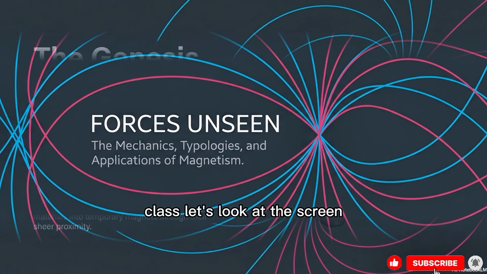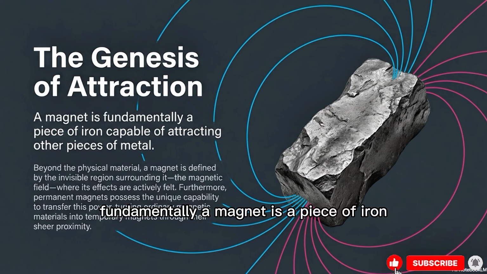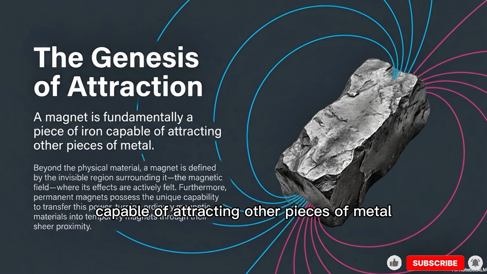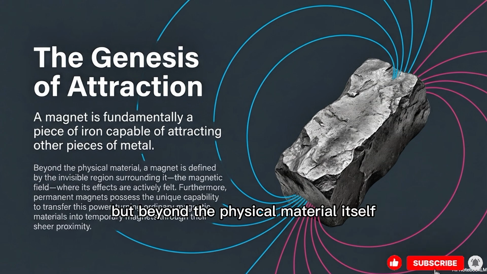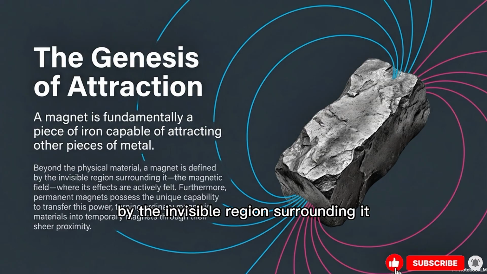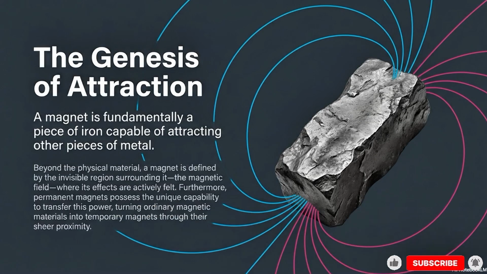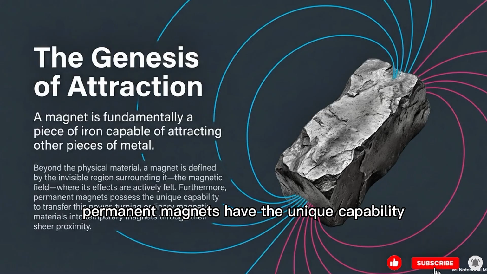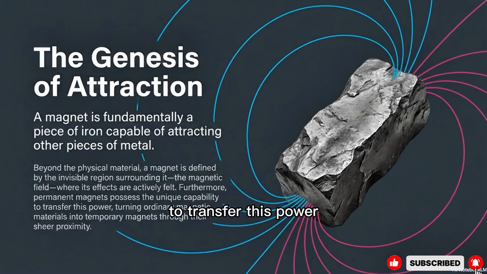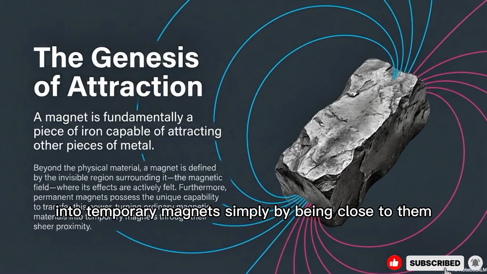Class, let's look at the screen to understand the origin of attraction. Fundamentally, a magnet is a piece of iron capable of attracting other pieces of metal. But beyond the physical material itself, a magnet is defined by the invisible region surrounding it, which we call the magnetic field. Interestingly, permanent magnets have the unique capability to transfer this power, turning ordinary magnetic materials into temporary magnets simply by being close to them.